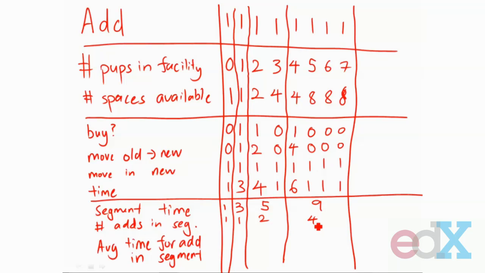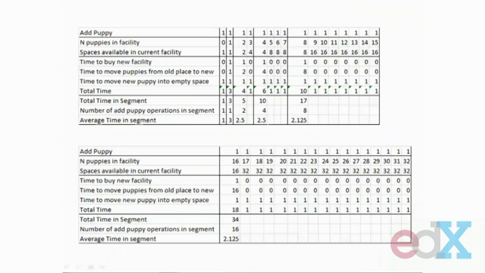Okay, well, what's the average time for adding something in a segment? We take the total segment time divided by the number of adds in the segment. So that's 1. That's 3 divided by 1, that's 3. That's 5 divided by 2, that's 2.5. That's 9 divided by 4, that's 2.125. Huh, that's interesting. It certainly looks like in each segment the average time seems to be less than or equal to 3. And actually, the trend does follow for bigger and bigger segments. And you can prove that this is the case.